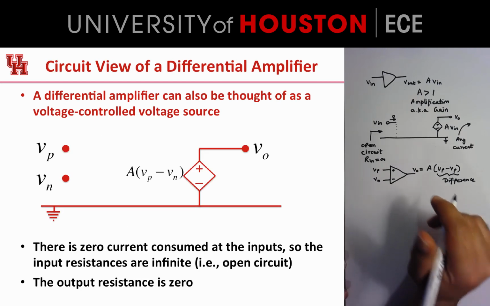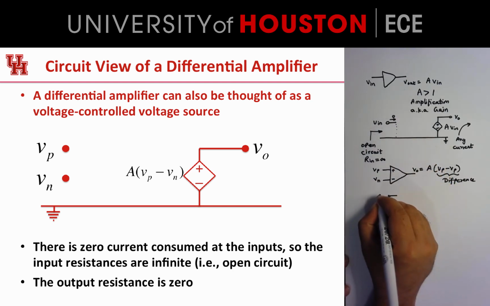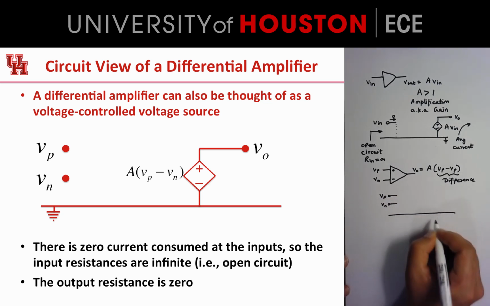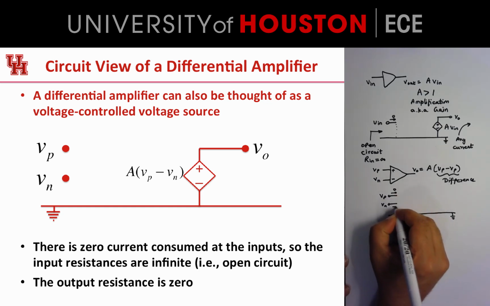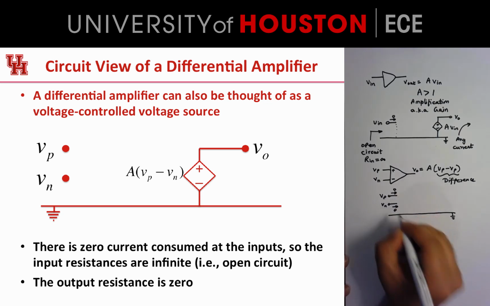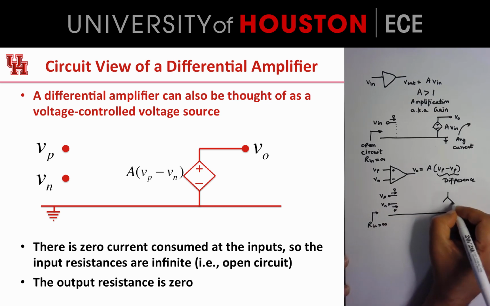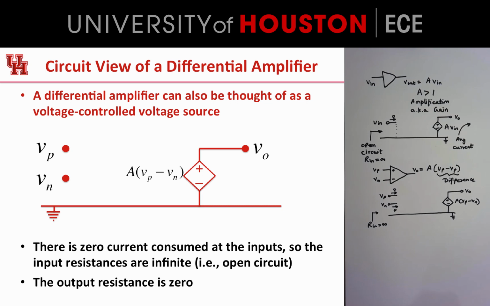Now, from a circuit perspective, this looks very much like the previous one, except it's got two inputs, Vp and Vn. They both look like open circuits because there's no current going into them, and so the input impedance here is infinity. On the output side, it's a controlled source, and the output voltage is A times Vp minus Vn.